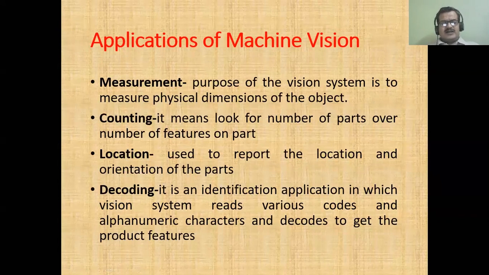In the automatic identification system, we have seen that machine vision was also there along with RFID, barcode, and optical scanner. So it is an identification application in which the vision system reads various codes and alphanumeric characters and decodes them to get the product feature. So these are the most important applications of machine vision.